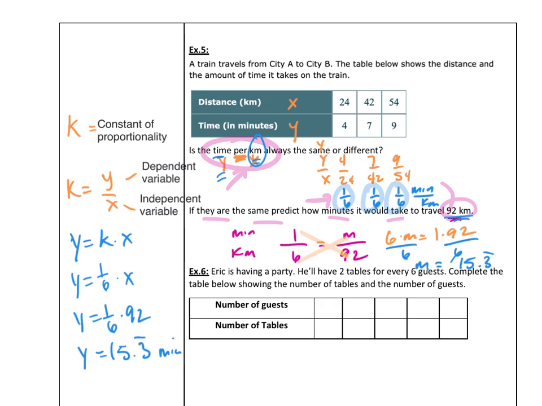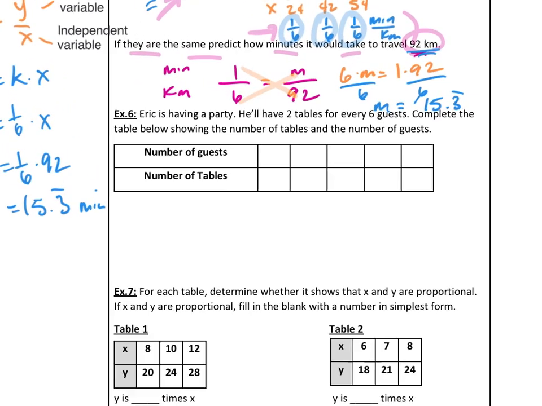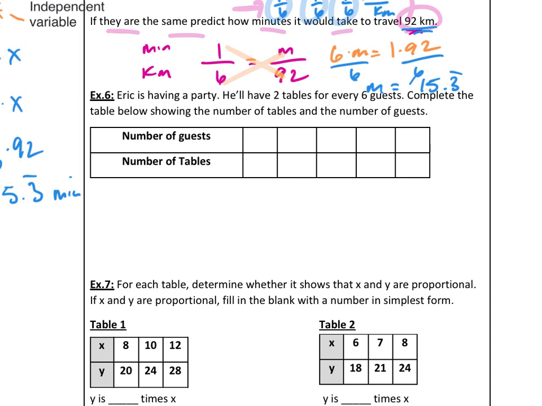All right. So we'll move on to this next table. Okay. And Eric's having a party. He'll have 2 tables for every 6 guests. Complete the table below. Okay. This table, not how many tables he's using. So the number of tables and the number of guests. So you just have to put some numbers in. And if it's going to be a proportional relationship, right? So the number of guests, if he has 6 guests, he's going to have 2 tables. You could plug in other numbers.